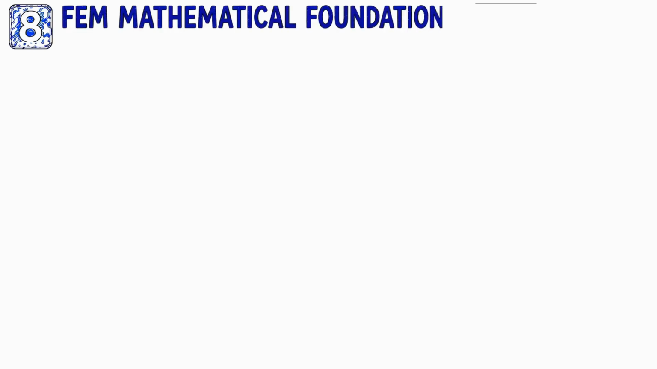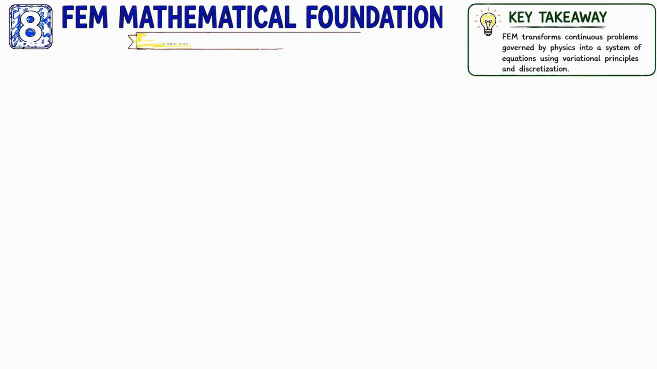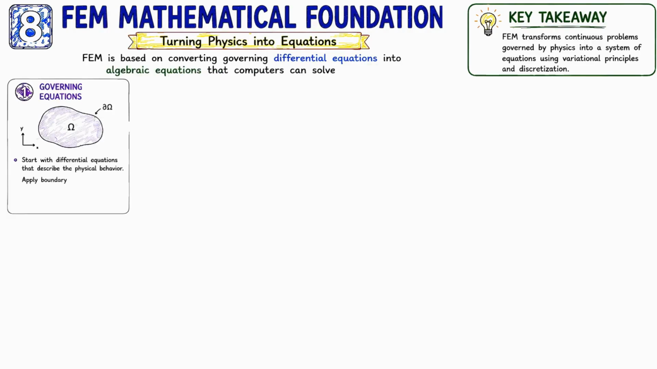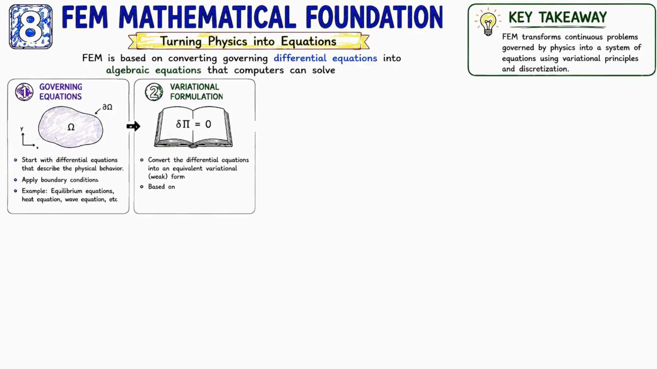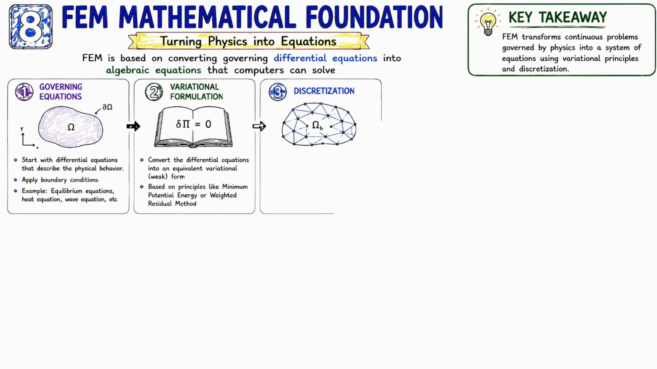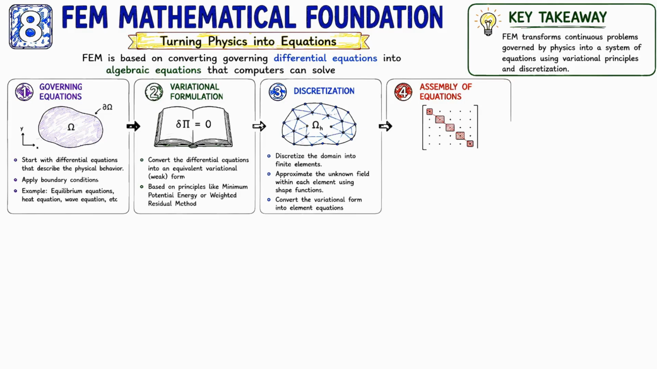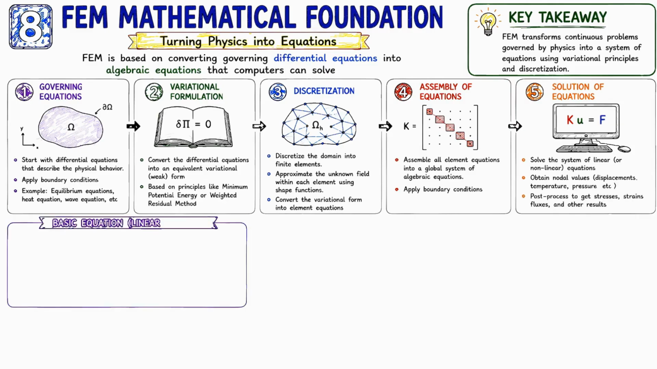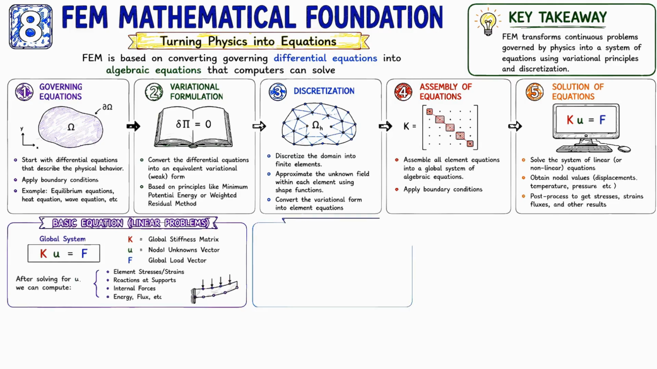Now, let's look at the mathematical idea behind FEM. Every engineering problem begins with governing differential equations that describe the physical behavior of the system. These equations are then converted into a variational formulation, making them suitable for numerical analysis. Next, the domain is discretized into finite elements, and shape functions are used to approximate the unknown values within each element. All the individual element equations are then assembled into one global system of equations.